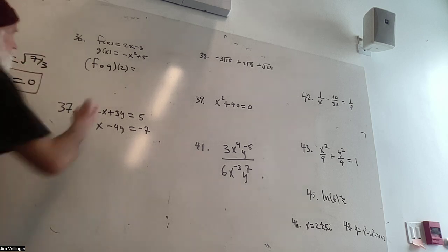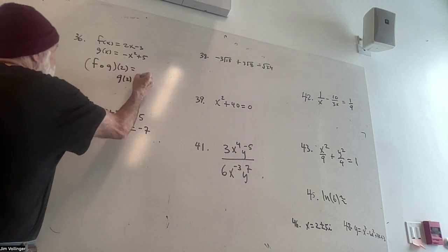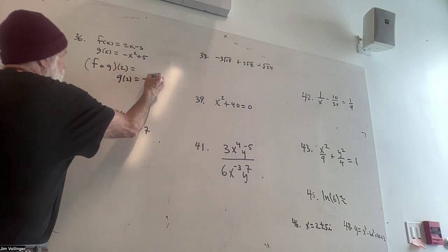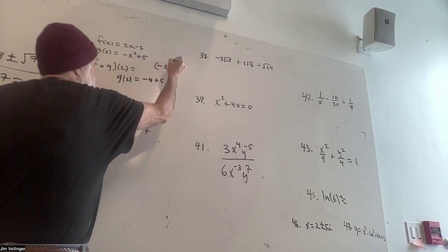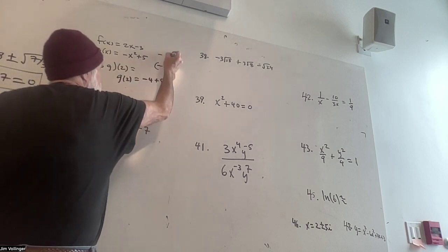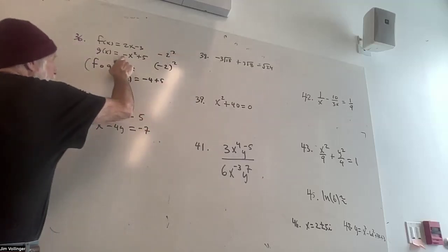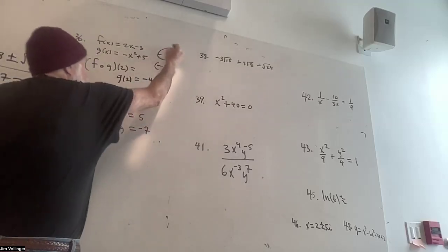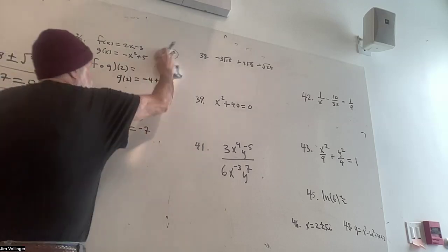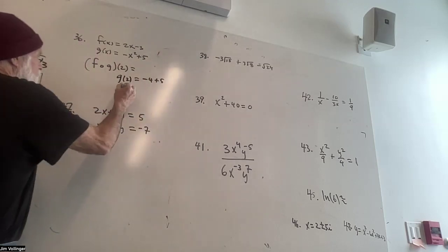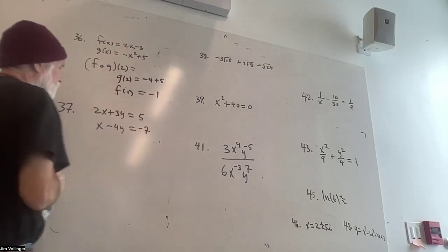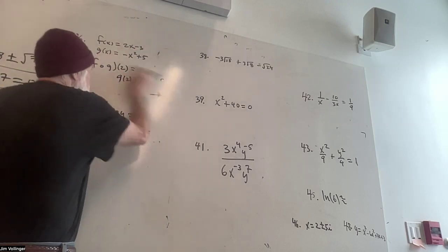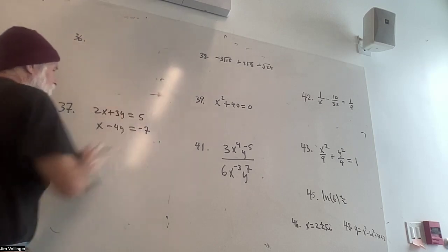F of g of 2. So we've got to do g of 2 first. Plug 2 in, you get minus 4 plus 5. Remember, you're not squaring. There's a difference between squaring the number negative 2 and subtracting 2 squared. We're subtracting 2 squared. We're doing that calculation. So minus 4 plus 5 is 1. Now we have to do f of 1. 2 times 1 is 2, minus 3 is negative 1. Okay, that one's done. Go back and look at it.